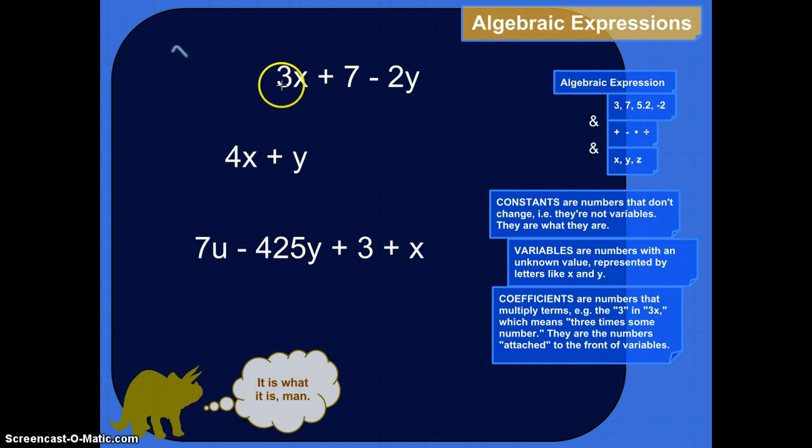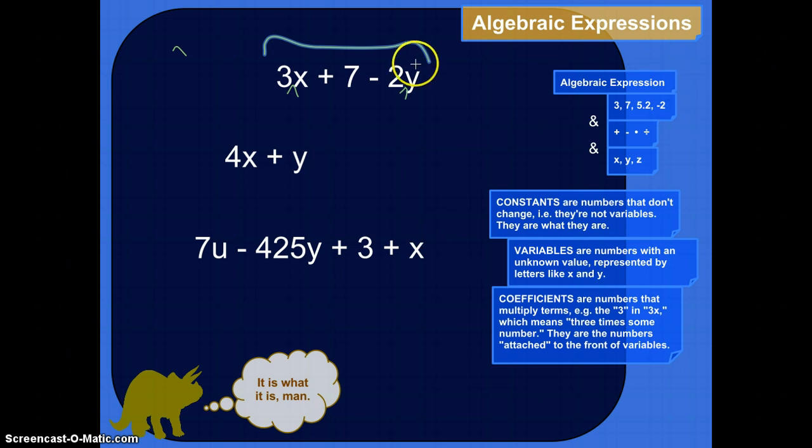Meaning, so here's an example. We got some numbers, 3, 7, 2. We've got some operators. There's a plus, a minus. There's actually a hidden one here. That means 3 times x. Got a hidden one here. That means 2 times y. And we've got some variables, some letters that stand for unknown values, so x and y. So this here would be an algebraic expression.